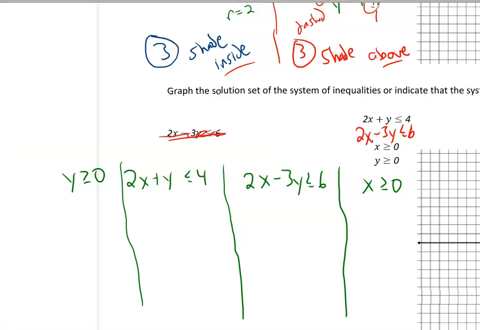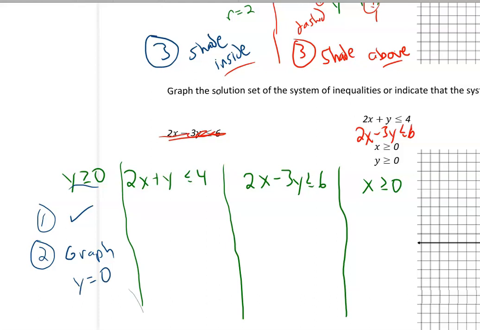Since it's the last one, but since I put it on the left-hand side, we'll just do this one. It's pretty easy. Step 1, already done. It's already solved for y. Step 2, we're going to graph as an equation. So we're going to graph y equals 0.